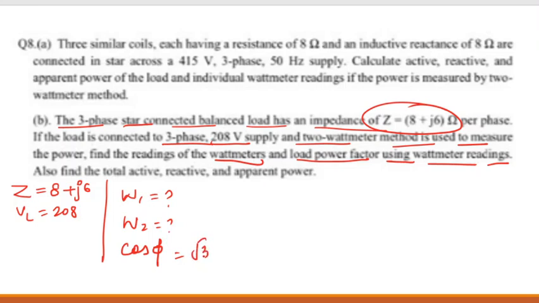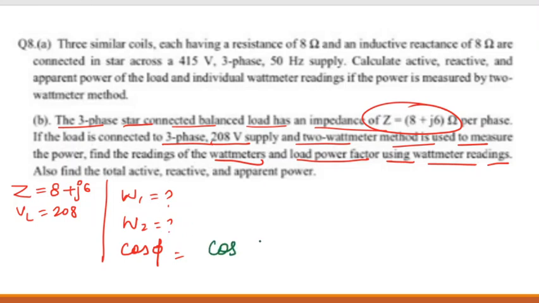So we have a particular formula for that. That is phi is equal to tan inverse of W1 minus W2. Wait, I'll tell you the formula.